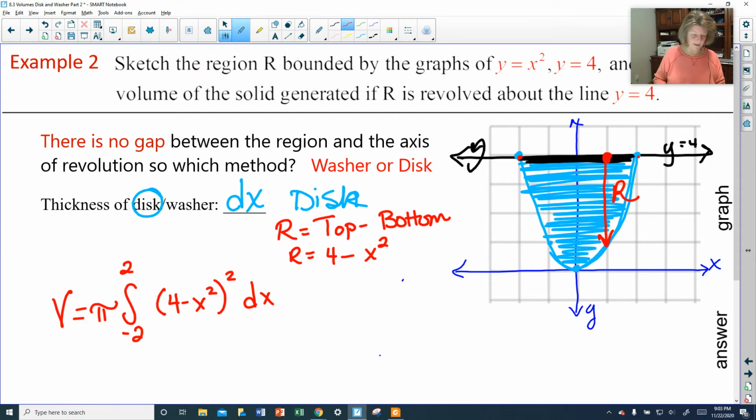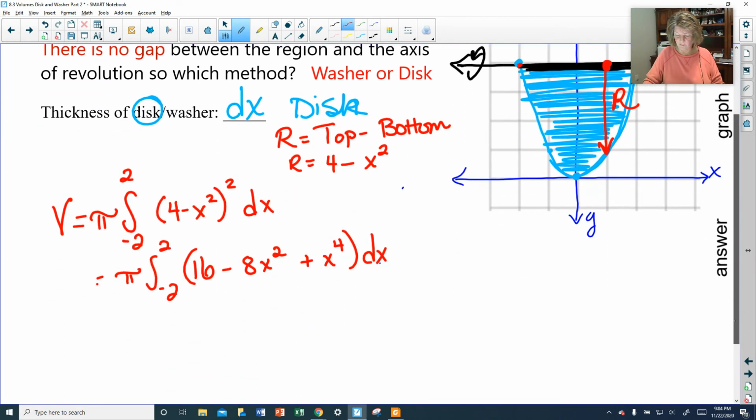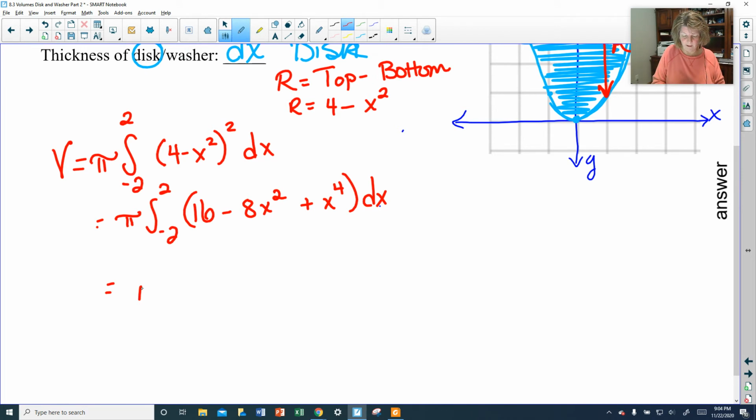We probably could do this one out by hand, I guess. We could square that out, couldn't we? So we'd have -2 to 2, 4 squared, 16. At the end, I'm going to have a plus x to the 4th. And then I've got twice the product in between here, so an 8x squared, all of this dx. And of course, we could keep integrating, couldn't we?